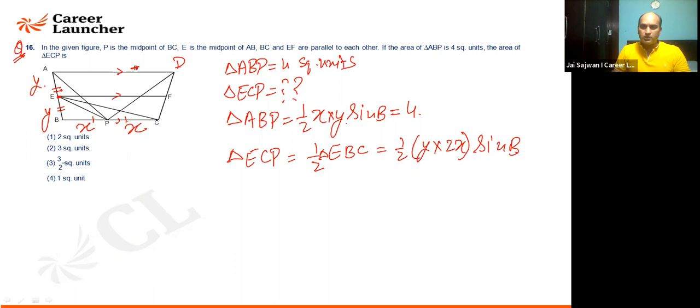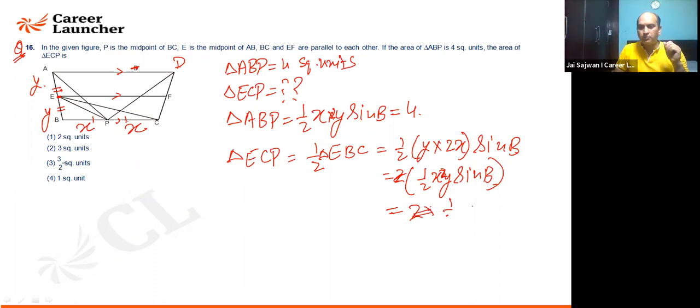Now, half of X into Y into sine B. That is, 2 is taken as common, and it is half of X into Y into sine B. I can write it in this form. What is that? So I will say that this is coming out to be half of X into ABP, this is 2Y. So if I take this 2Y here, I will be taking the half of this portion. So my dear, can I say the area of this will be half of the earlier portion? That will be coming out to be what? Half of 4 is 2.